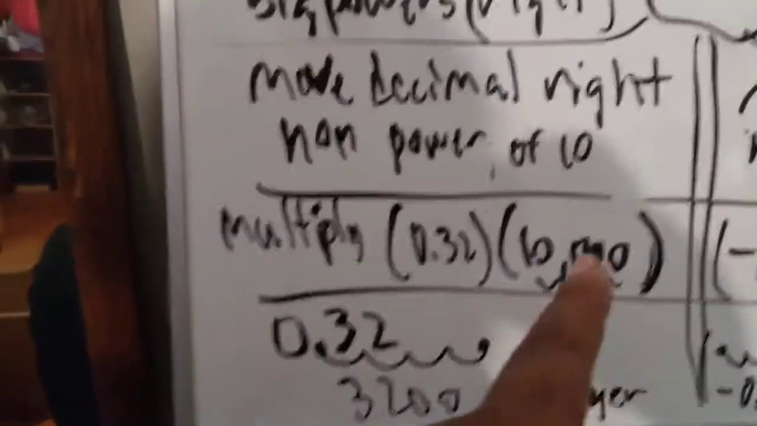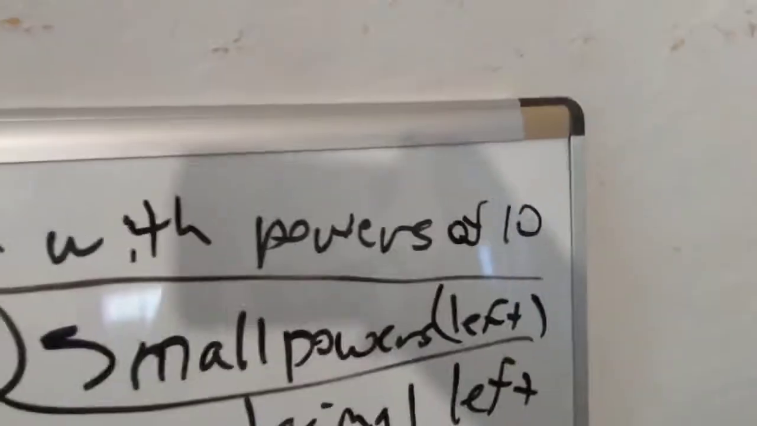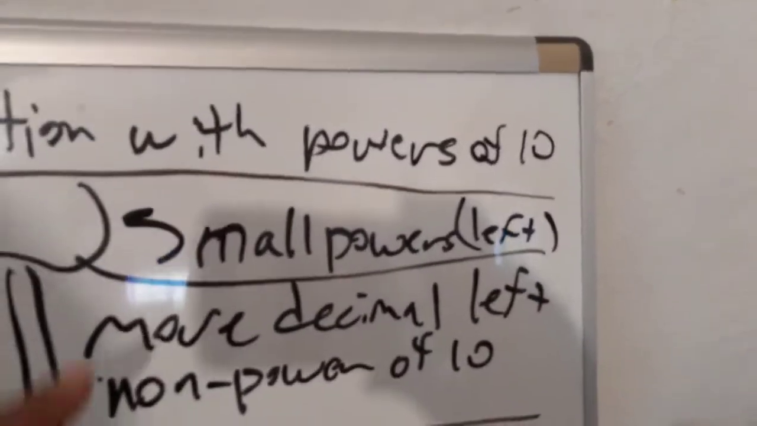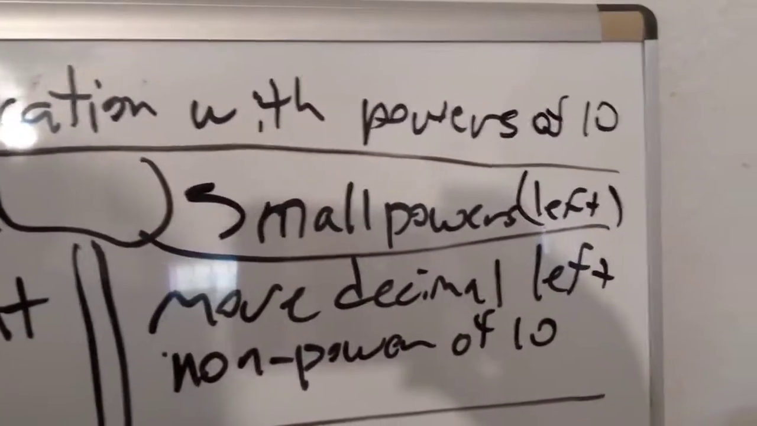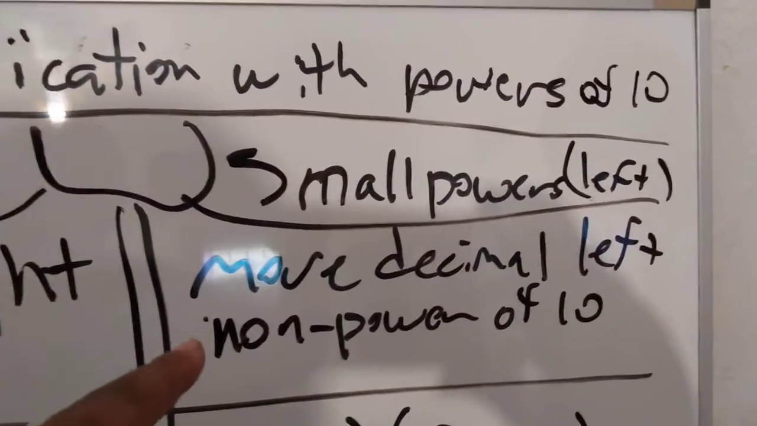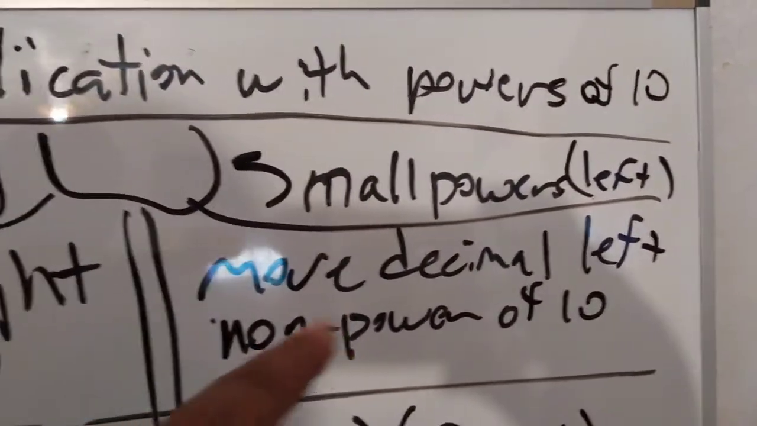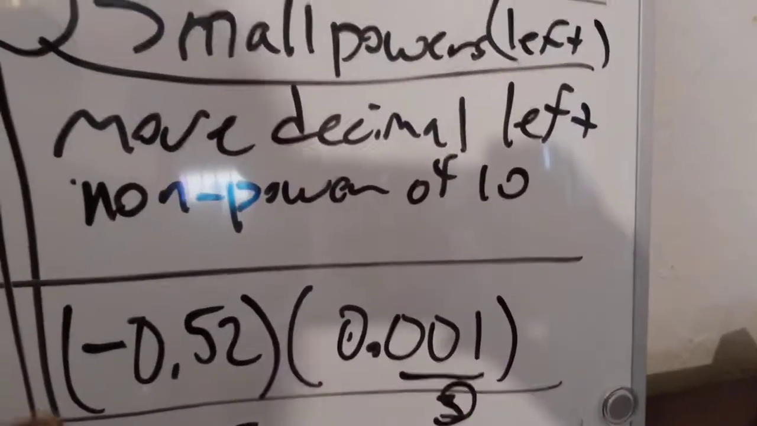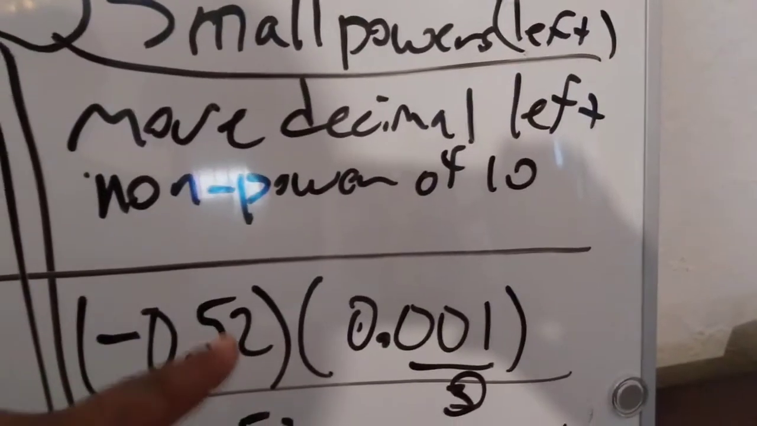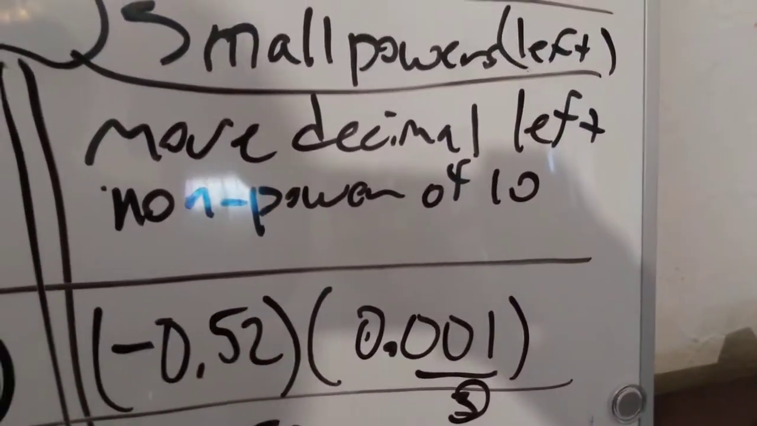Smaller powers of 10 are going to make it smaller, and that's what we're going to find out now. So with small powers of 10, we're going to move the decimal point to the left, which makes the number smaller, right? So we're going to move the decimal place to the left on the power of 10. So now we have this problem where we got to multiply these two numbers. So that's negative 0.52 times 1,000.